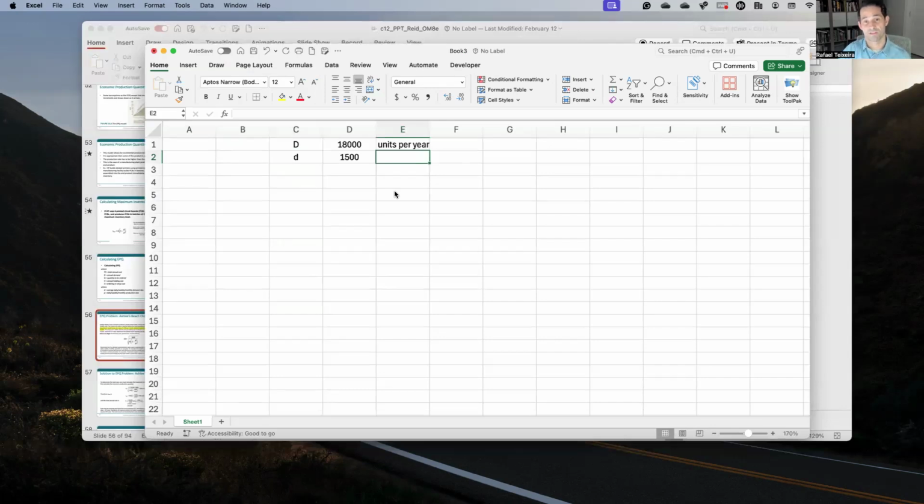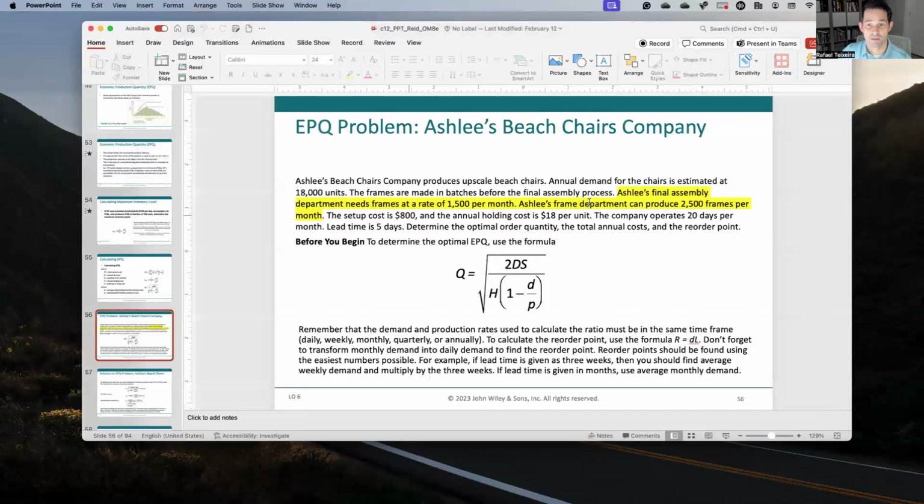You see, I type, and it takes some time for Excel to respond. I don't know why there is this delay. I'm sorry, guys, what's going on here? Why is it not working? Okay, let's move on. Units per month.